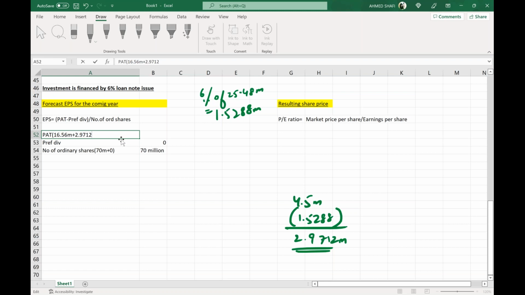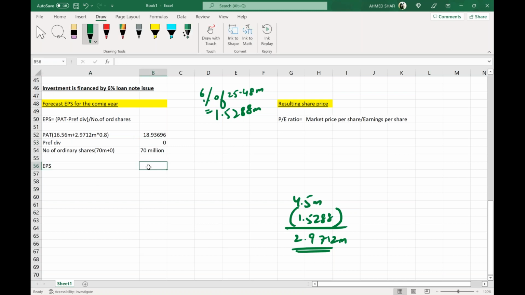But if my profit will increase by 2.9712, I have to pay additional tax as well of 20%. So I won't get advantage of the full profit. I will only get advantage of 80%. Okay, so this will make 16.56 plus 2.9712, times 0.8, 18.93 million. Okay, now you will get EPS easily.